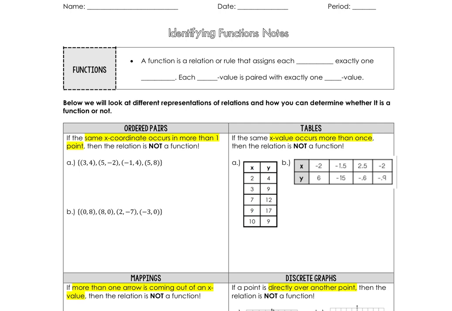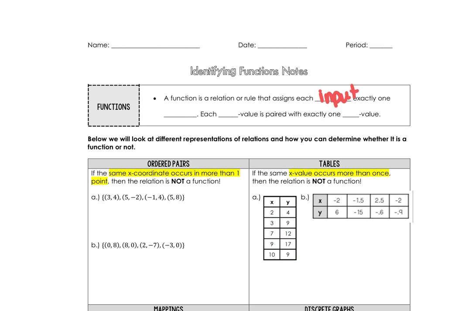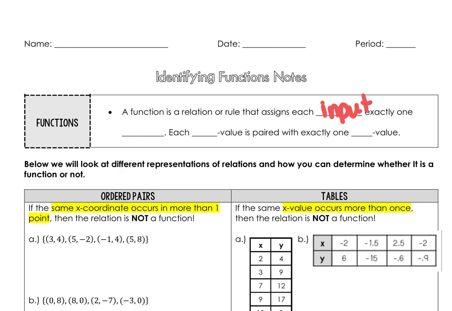All right, so in 3.1, we are going to look at how we identify functions. First, let's look at the definition of a function. A function is a relation or a rule that assigns each input exactly one output.